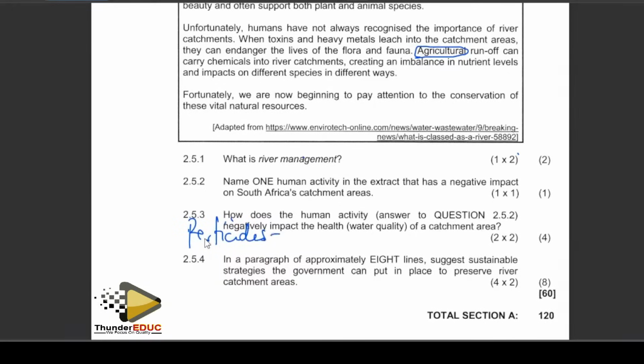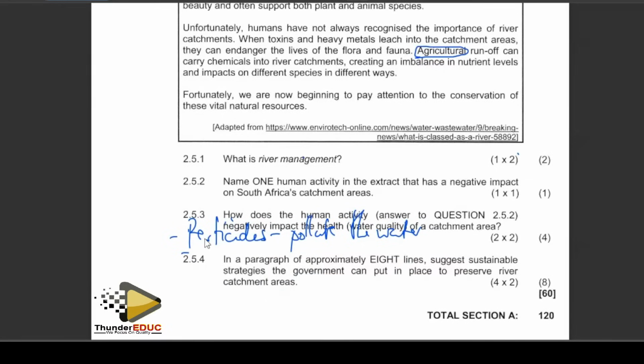Pesticides that are used in agriculture do affect the quality of water. They pollute the water. There are chemicals that are sprayed on crops to kill some insects or to deal with aphids or other diseases. But those will also find their way, they will be washed into the water sources, into the catchment areas, into the rivers. They will pollute the water sources.